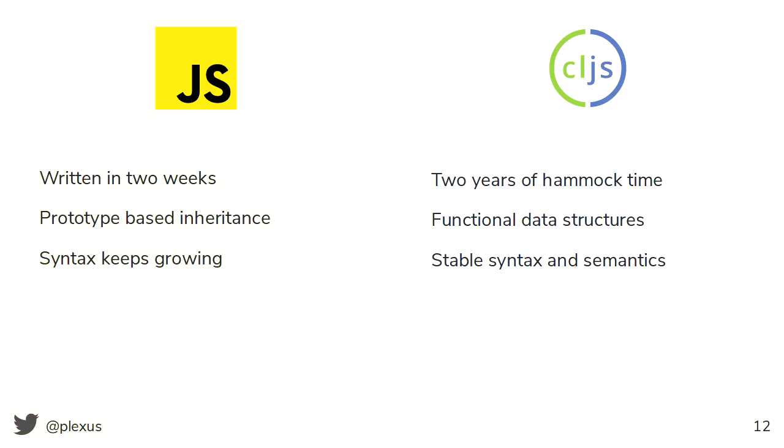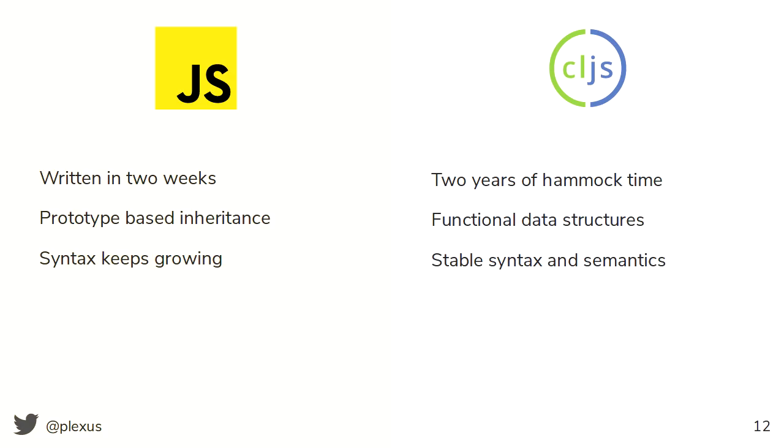Whereas Clojure and ClojureScript have very stable syntax and semantics, partly because you don't need to change the language to add fundamental new features. To give an example of that, there's core.async, which is basically channels as they are known in Go, communicating sequential processes. This was added as a library.